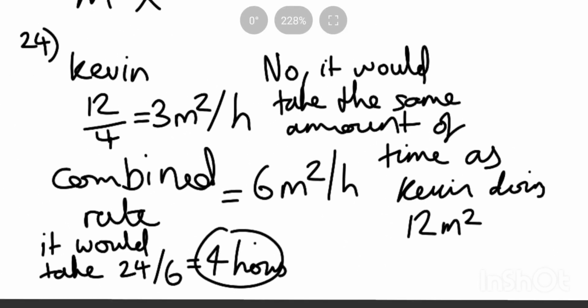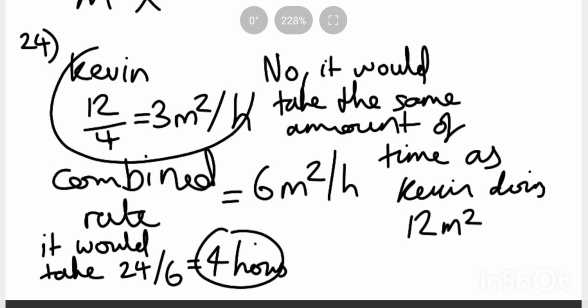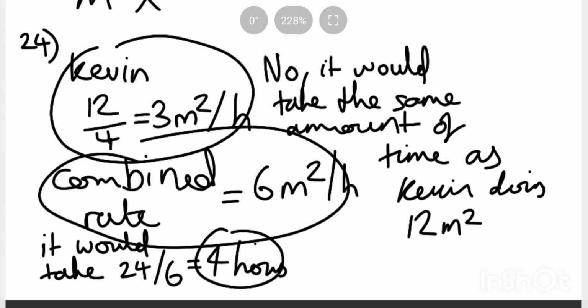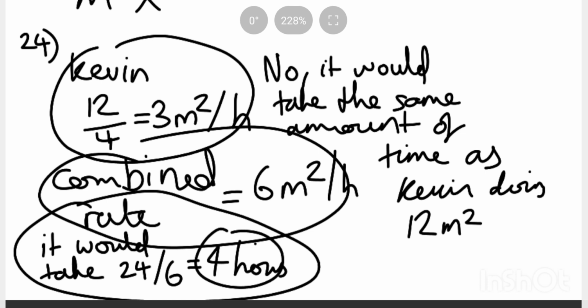So Kevin doing it alone, he works at 3 square meters per hour. When you combine Kevin and Steve, then the combined rate is 6 square meters. So then that means it would take them 4 hours to paint an area of 24 square meters, which is the same amount of time as Kevin doing it alone for 12 square meters.